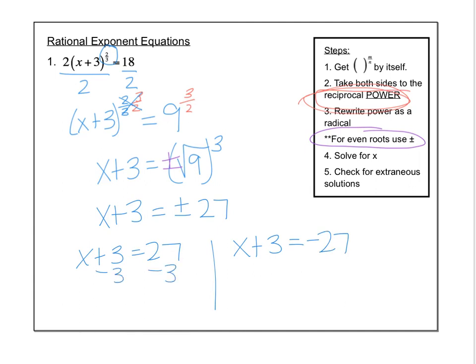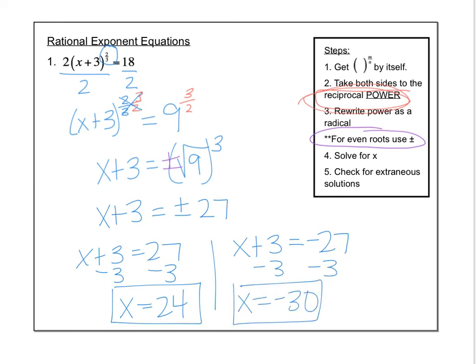So we subtract, we get x equals 24, and then subtract here, and we get x equals negative 30. And then there is one last step. The last step is to make sure we check for extraneous solutions.